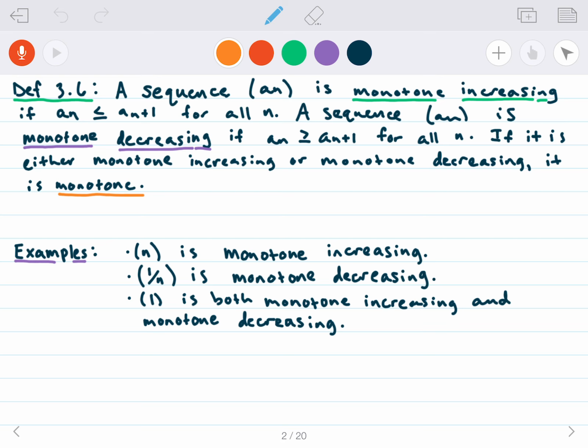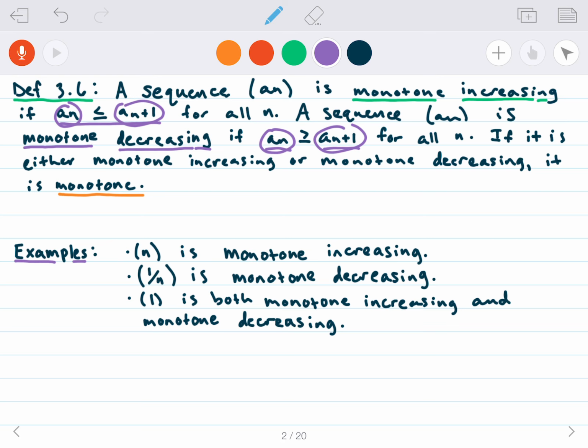A sequence is monotone increasing if a_n is less than or equal to a_{n+1} for all n. So the previous term is smaller than or equal to the next term for all n. Likewise, a sequence is called monotone decreasing if a_n is bigger than or equal to a_{n+1}. So the term before is going to be larger than or equal to the next term for all n. And if a sequence is either monotone increasing or monotone decreasing, it is simply monotone.